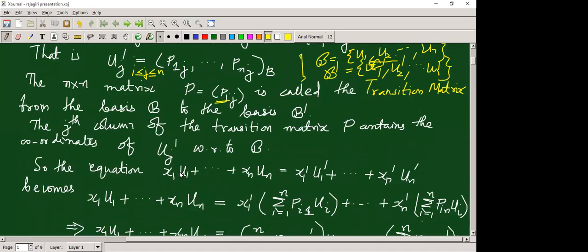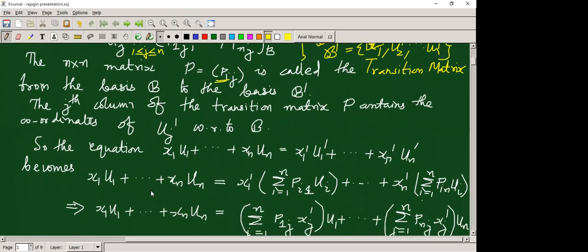Because these two are the same representation of the vector V, the equation x1 u1 plus etc. plus xn un is equal to x1 dash u1 dash plus etc. plus xn dash un dash. So what is u1 dash? It is sigma i equal to 1 to n pi1 ui, plus etc., plus xn dash times what is un dash, which is sigma i equal to 1 to n pin ui.